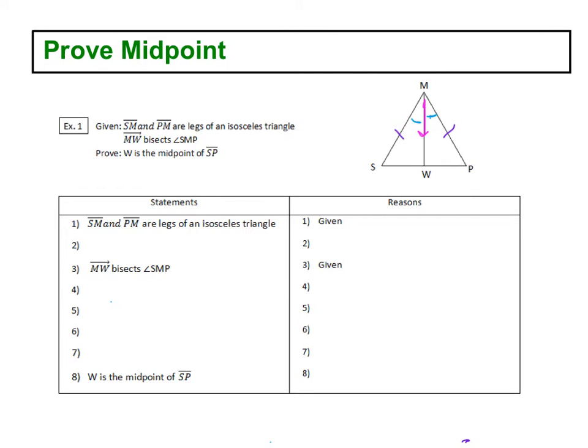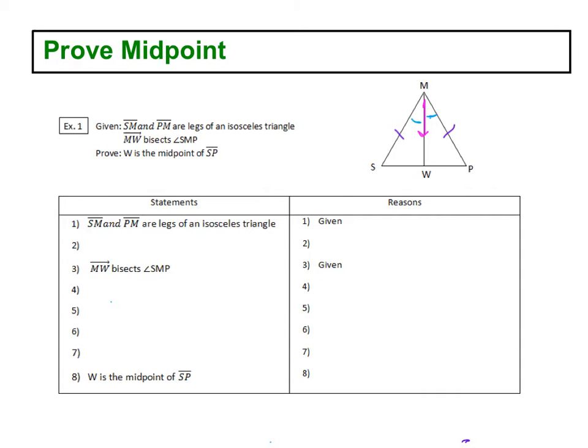Alright, and we are trying to prove that W is the midpoint of SP. Now just to think ahead for a second, if we want to prove that W is the midpoint of this big segment, we need to prove that these two smaller segments are equal to each other. And once we know that, then we can say that that's the midpoint. So that's kind of where we're heading. Eventually we want to say that SW and PW are congruent. But that will be toward the end of our proof.